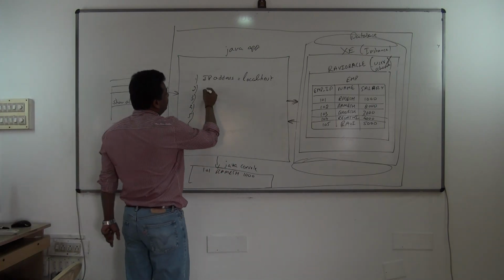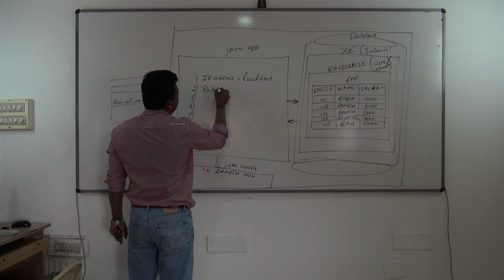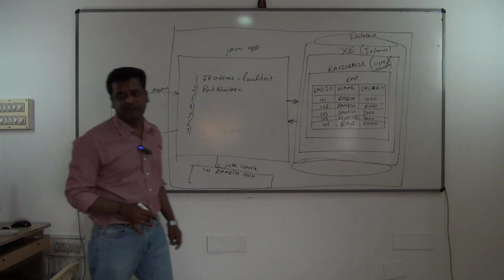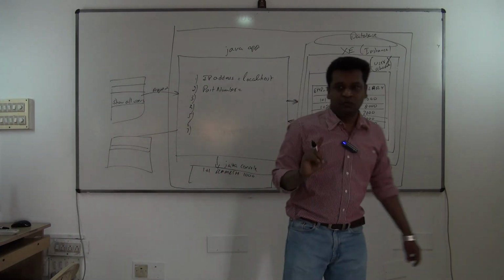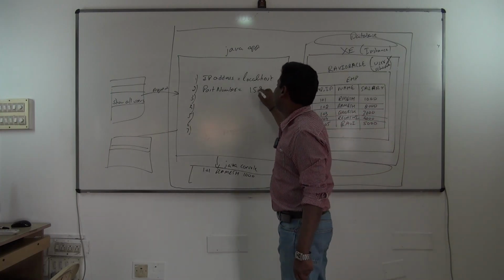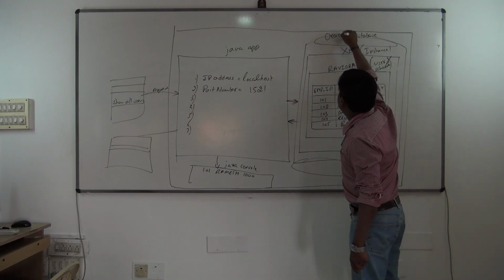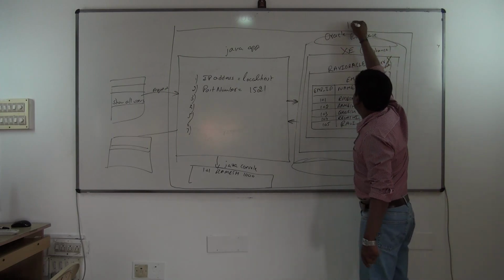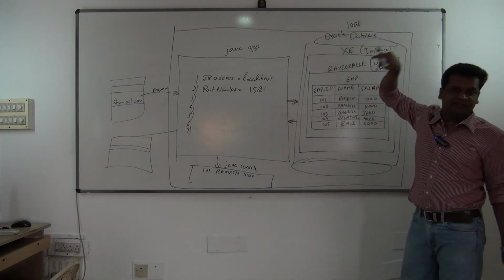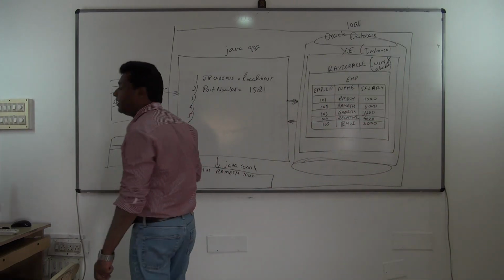Next, what you need to connect? You also need something called the port number. Every software you install will have one port number. Right now I'm going to work with the Oracle 10G database. Understood? The port number of the Oracle 10G database is 1521.